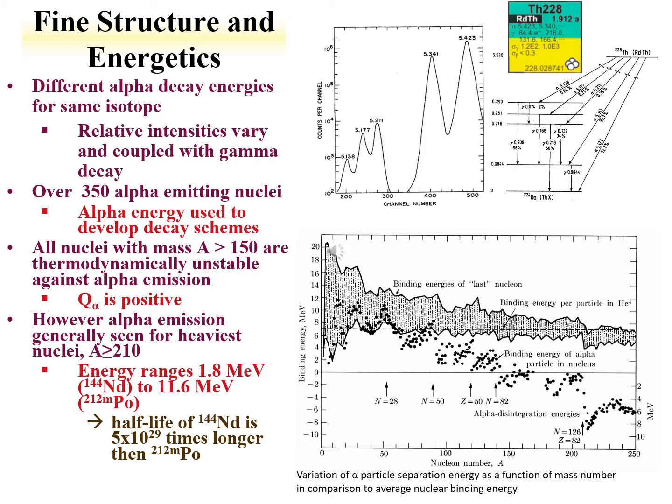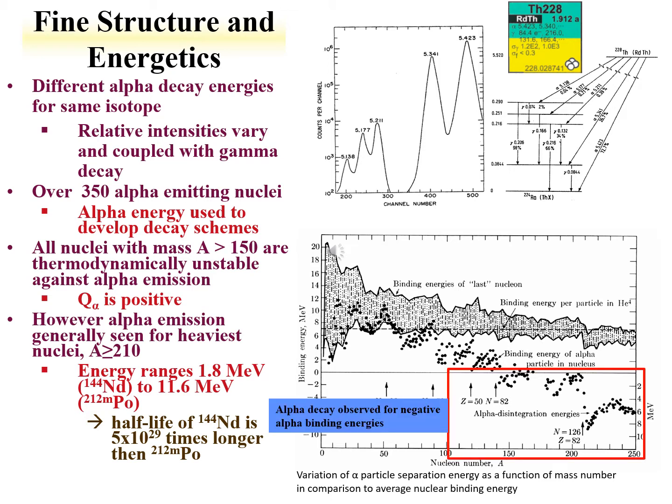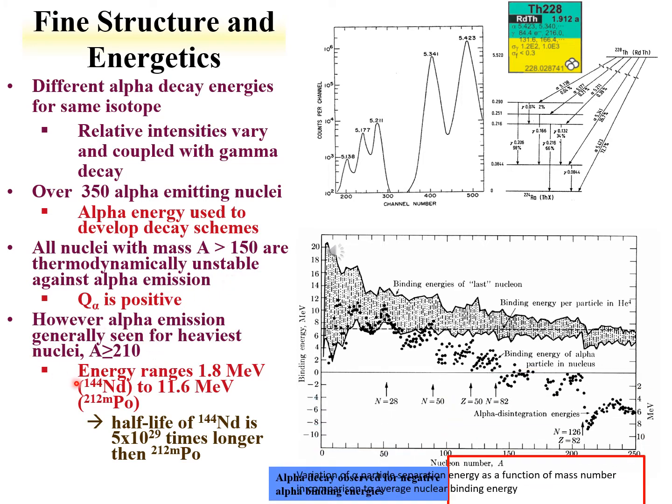This isn't completely true. As we see here, their energy ranges from about 2 MeV to almost 12 MeV, where neodymium-144 is a very low energy alpha emitter in the lanthanides. Polonium-212 metastable is a very high energy one. We're also going to see a correlation between half-life and decay energy, where the neodymium half-life is almost 10 to the 30th times longer than the polonium-212.